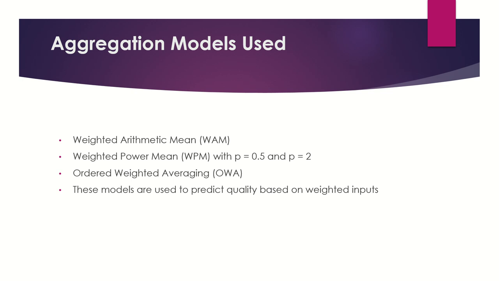Aggregation models used: weighted arithmetic mean WAM, weighted power mean WPM with p equal to 0.5 and p equal to 2, and ordered weighted averaging OWA. These models are used to predict quality based on weighted inputs.